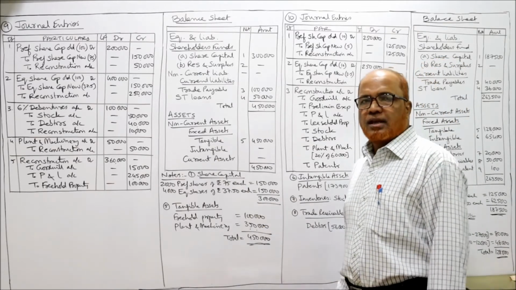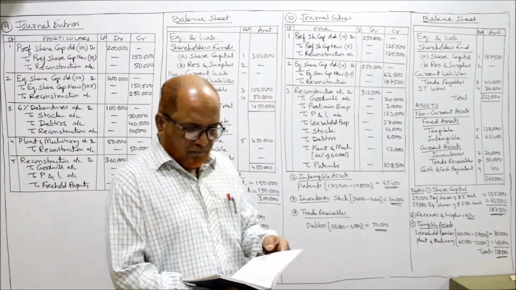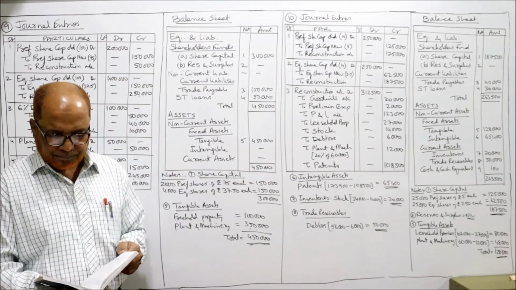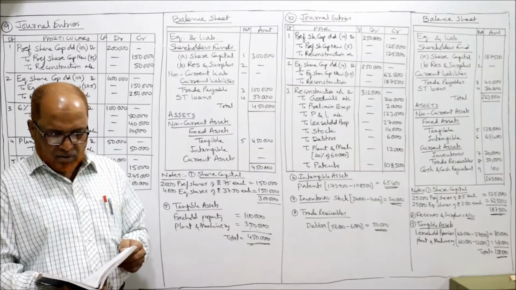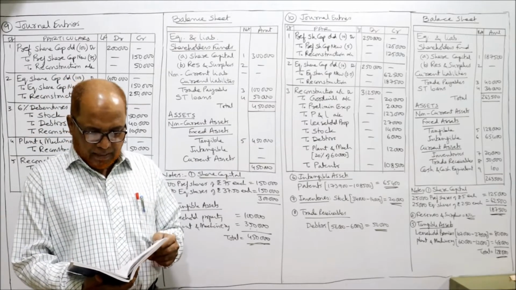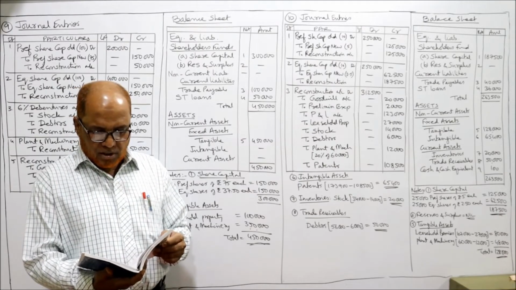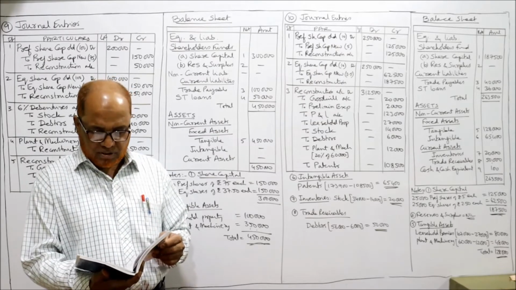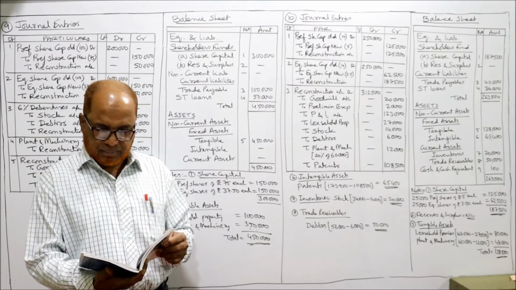This is problem number 9. Now we'll come to problem number 10. The following is the balance sheet of C Limited as on 31st March 2009. Share capital authorized. Preference shares of rupees 10 each 5 lakh. Equity shares of 10 each 5 lakh. This is authorized. Now issued and paid up capital. Preference shares of 10 each 2,50,000. That means 25,000 preference shares of 10 rupees each were subscribed. And 25,000 equity shares of 10 each subscribed.